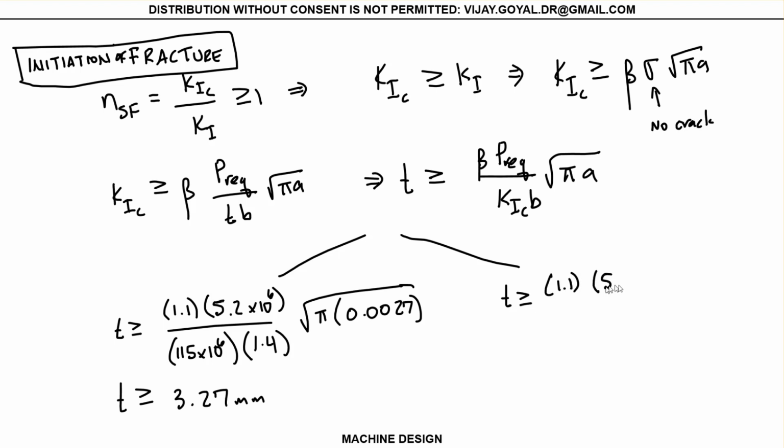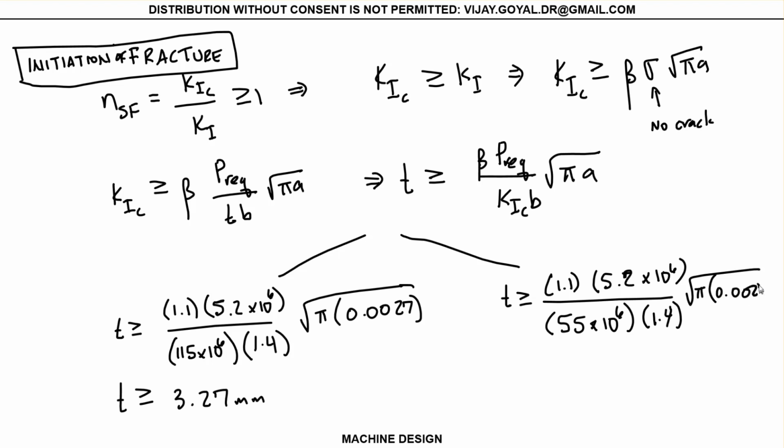If you do the second material, basically everything is the same. The only thing that's going to change is the value of the material itself. This material is different now. This material is 55, 10 to the 6. This is the second material. Everything else is identically the same. Square root of pi, 0.0027. If I do this calculation, I find this gives me 6.84.